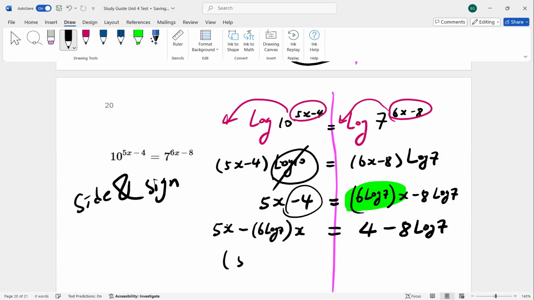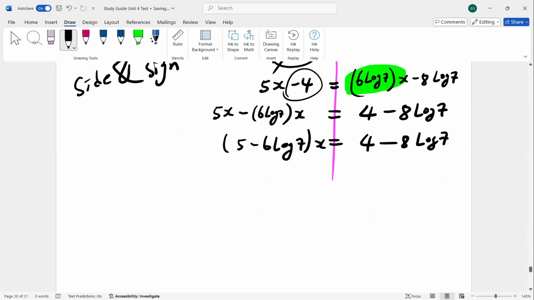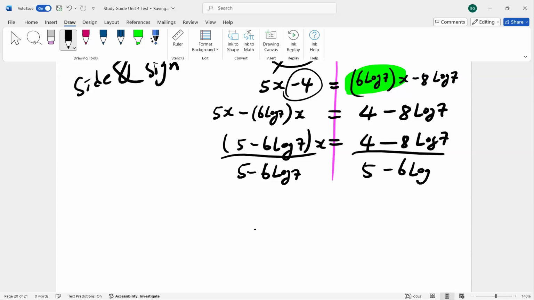And factor x out: (5 minus 6 log 7) x equals 4 minus 8 log 7. And then divide each side by the coefficient of x, which is 5 minus 6 log 7. Cancel, we have x isolated, and the answer is this.